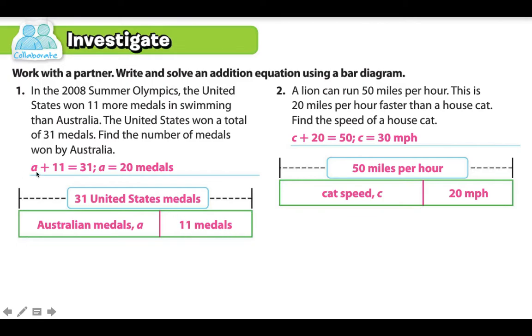So we should get as our equation A plus 11 equals 31. The Australian medals plus the 11 more that the United States got should equal the total amount that the United States won, which was 31.